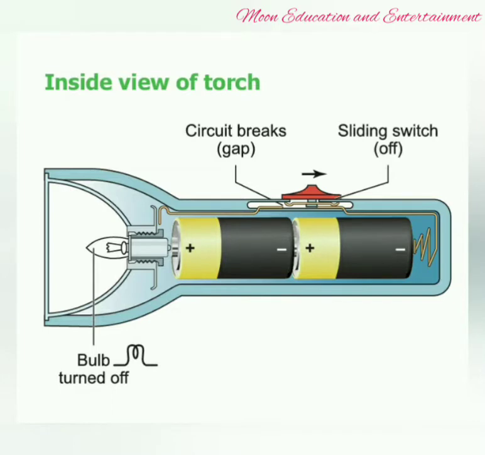We all have a torch in our houses. Have you ever seen the inside view of a torch? This is how the inside view of a torch looks. At the front we have a bulb, and on the side we have the on and off switch which is slid up and down. The gap in between in the switch, we call the circuit break.